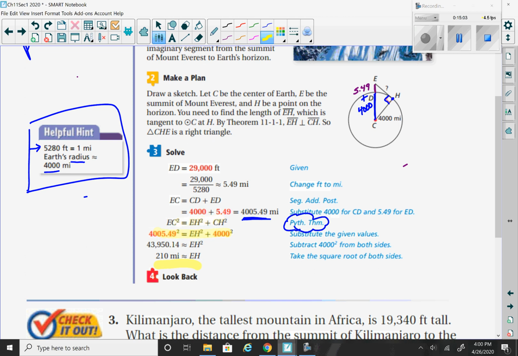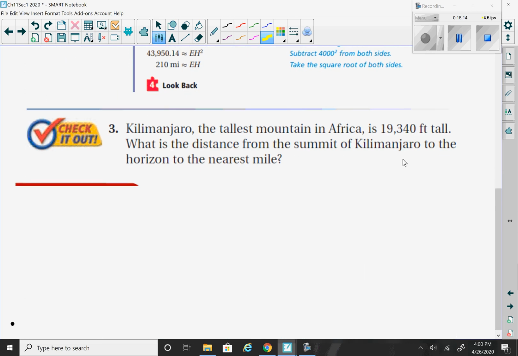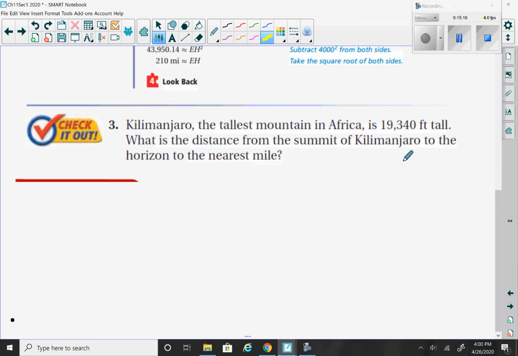So again, this distance from Mount Everest to this point on the horizon is about 210 miles. So we're going to do a practice problem together just like this. Kilimanjaro, the tallest mountain in Africa, is 19,340 feet tall. So again, the first thing I would do is draw my circle. Yes, I'm totally cheating. There's my circle.